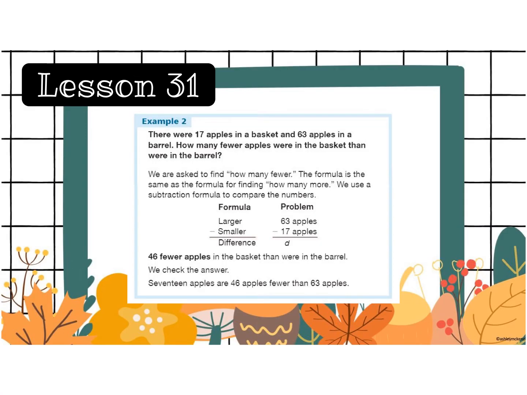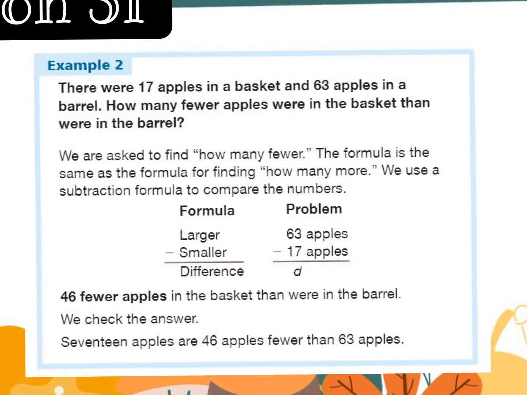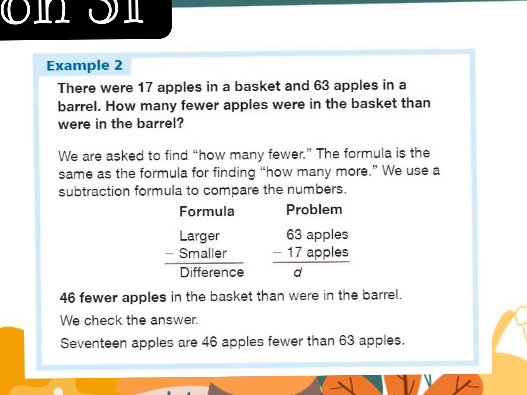Okay, here's another example. There were 17 apples in a basket and 63 apples in a barrel. How many fewer apples were in the basket than were in the barrel? Okay, first I would start by circling my numbers, underlining my question, and then boxing in key words. Do I have any key words or key phrases? Chase. How many fewer. If I were to look at that cheat sheet in my journal, where would how many fewer be? Subtraction. Very good.